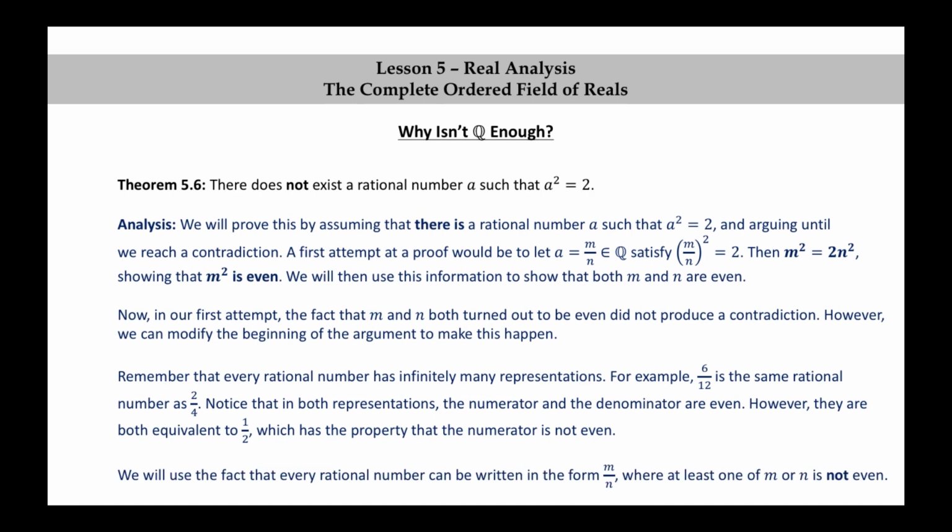We will use the fact that every rational number can be written in the form m over n, where at least one of m or n is not even. This is a fact that you may want to try to write out a proof for.